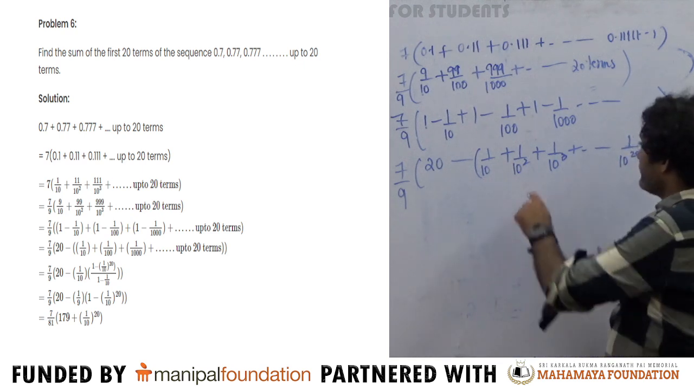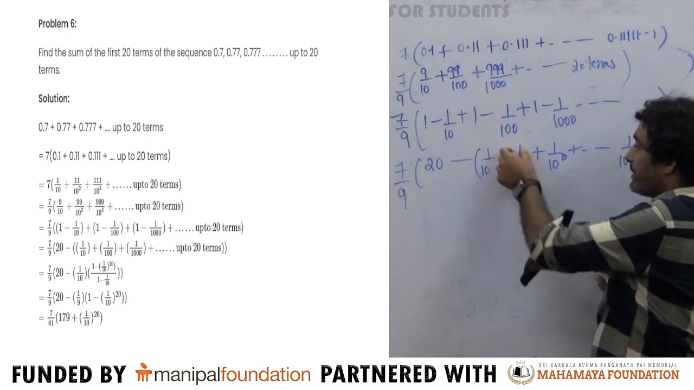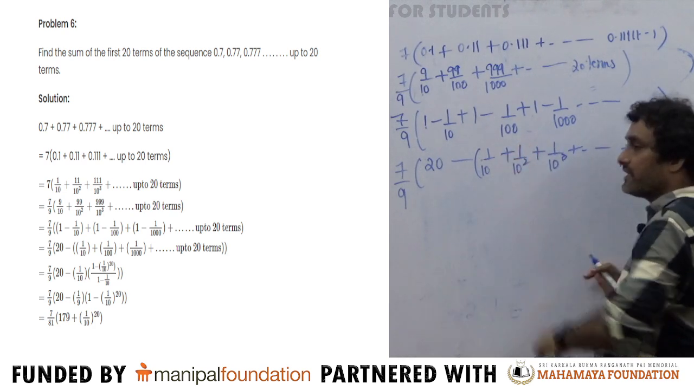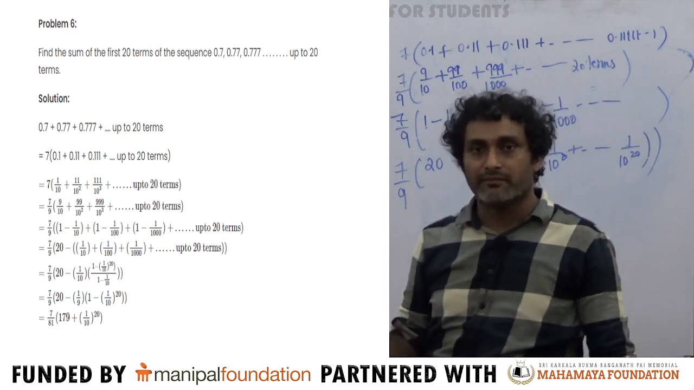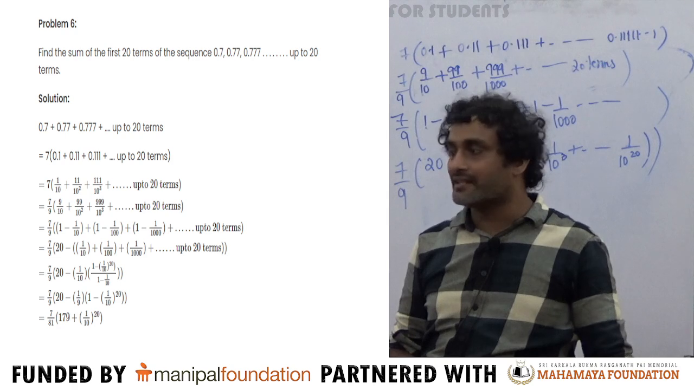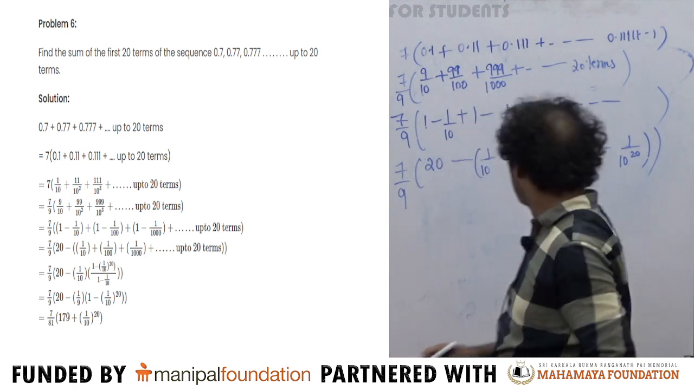If you see, do this divided by this: 1 by 100 divided by 1 by 10 will be 1 by 10. Do this divided by this: 1 by 1000 divided by 1 by 100 will again be 1 by 10. So who will have the common ratio? Isn't it a GP? Yeah, that's the idea.